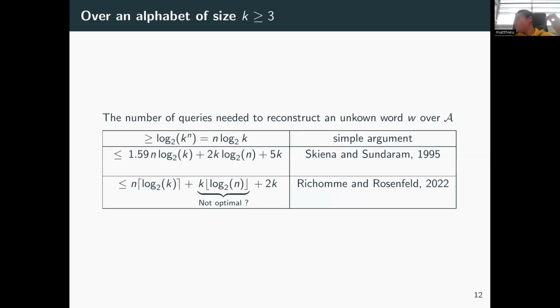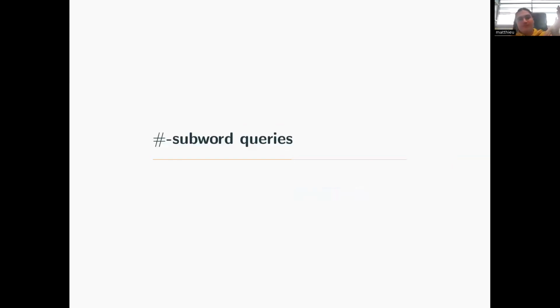Okay, so let me now go to the main problem I want to consider today, which is the last family of queries I will consider. And for this one, I will give a bit more details. And I think it's a bit more interesting what I have to say.